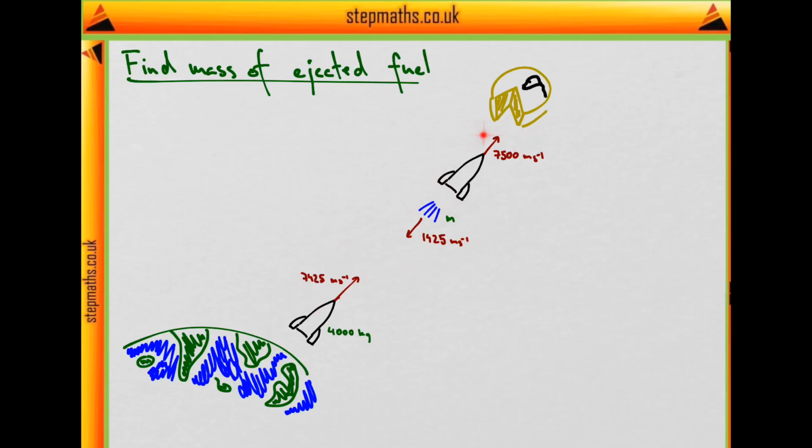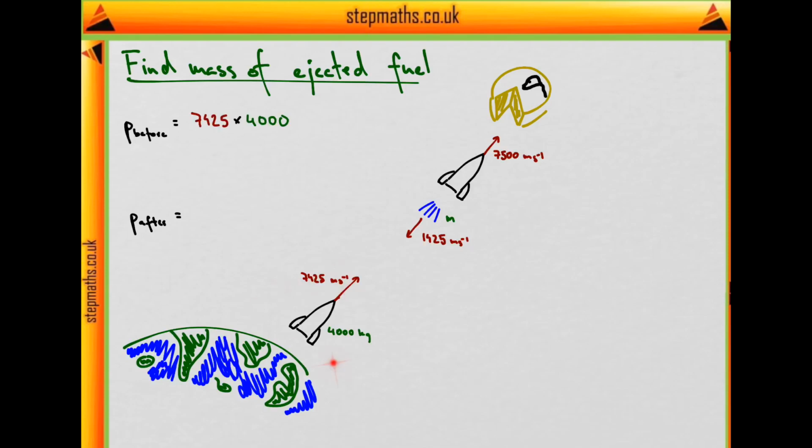And their speed increases by a bit, but they lose a mass m of fuel which goes away at 1,425 meters per second relative to the rocket, obviously in the other direction as to increase the speed. And our task is to find the mass of the fuel ejected. And whenever we see anything to do with rockets, really, objects being propelled, speeds and masses, we should think in terms of momentum and conservation of momentum.